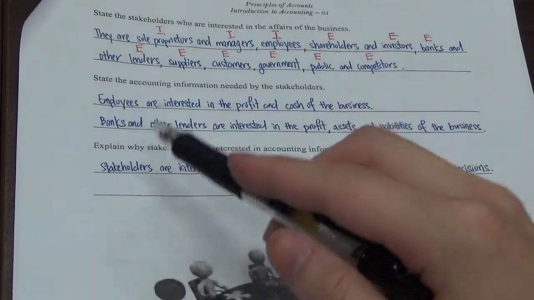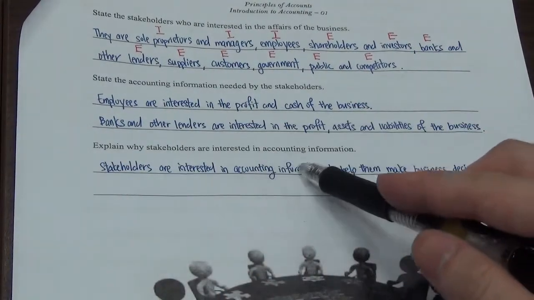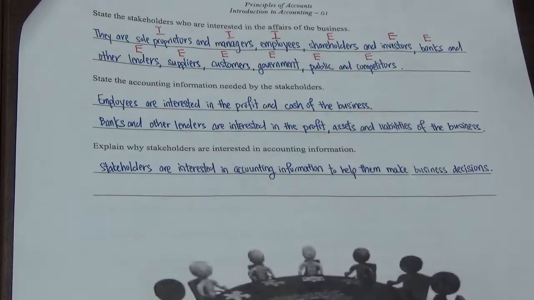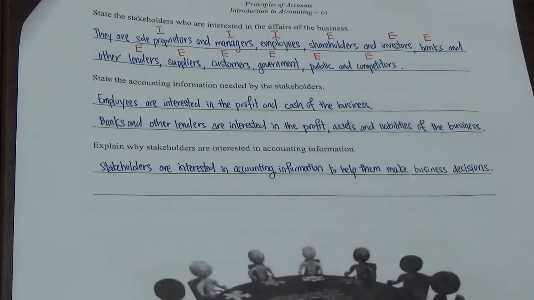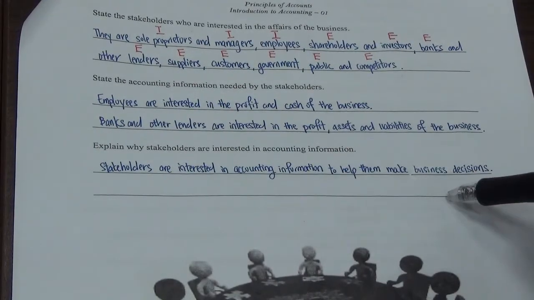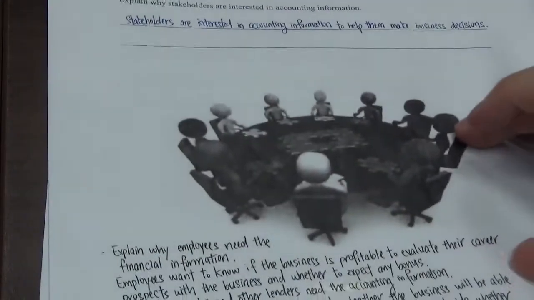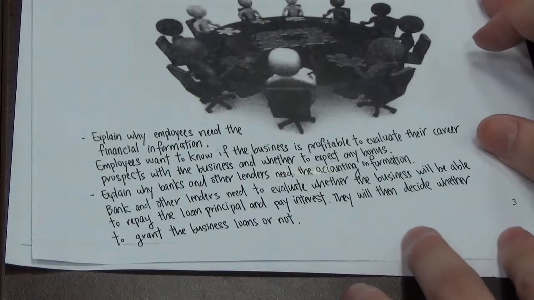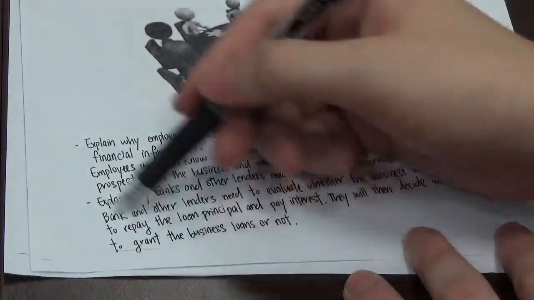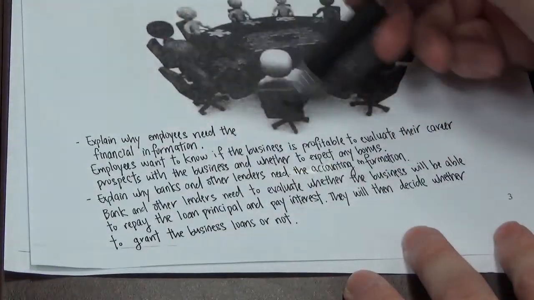Next, explain why stakeholders are interested in accounting information. In general, why are stakeholders interested in accounting information? It helps them to make business decisions. That's all. In the later part of the lesson, in the next lesson, I will talk about this. Explain why employees need the financial information.